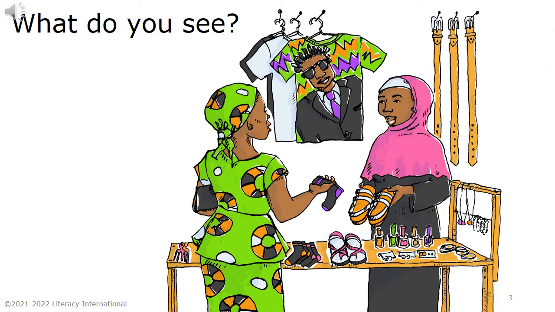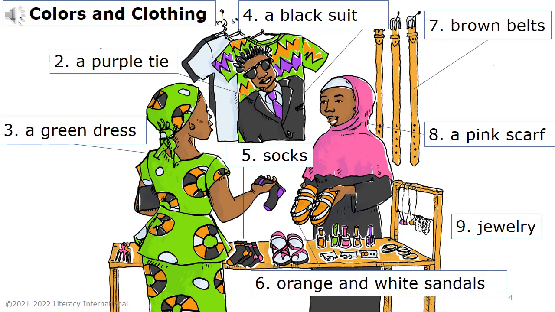What do you see? 1. Colors and clothing. 2. A purple tie. 3. A green dress. 4. A black suit. 5. Socks. 6. Orange and white sandals. 7. Brown belts. 8. A pink scarf. 9. Jewelry.